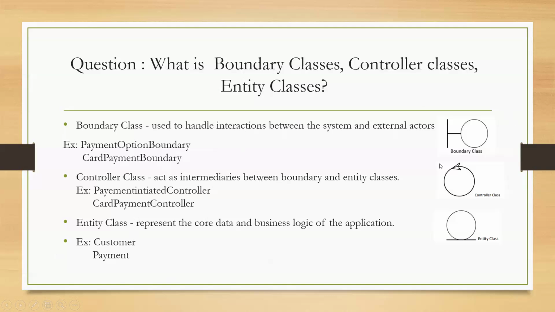And if we observe these symbols, the boundary class is represented by this symbol, the controller class is represented by a circle with an arrow pointed on it, and the entity class is represented by a circle with a line beneath it. This is how the three class representations look. Mention all of this in your document.